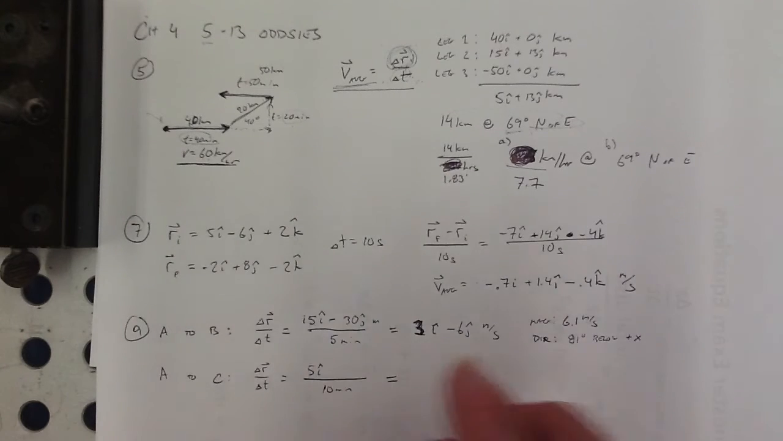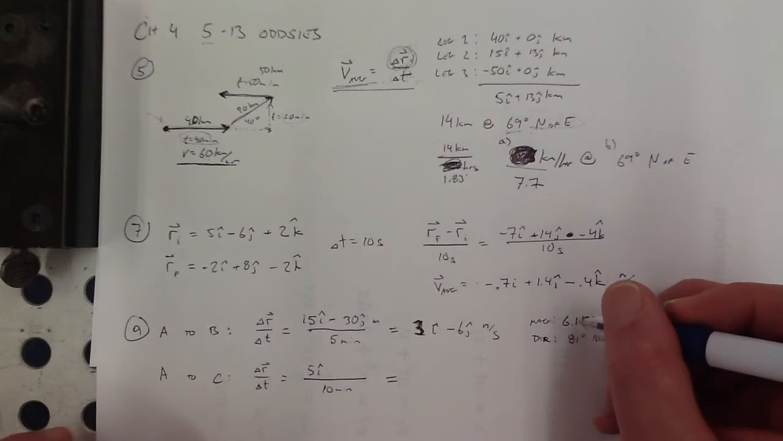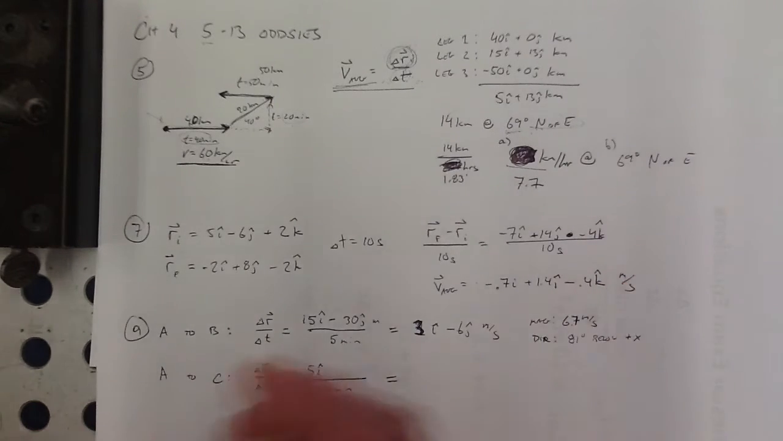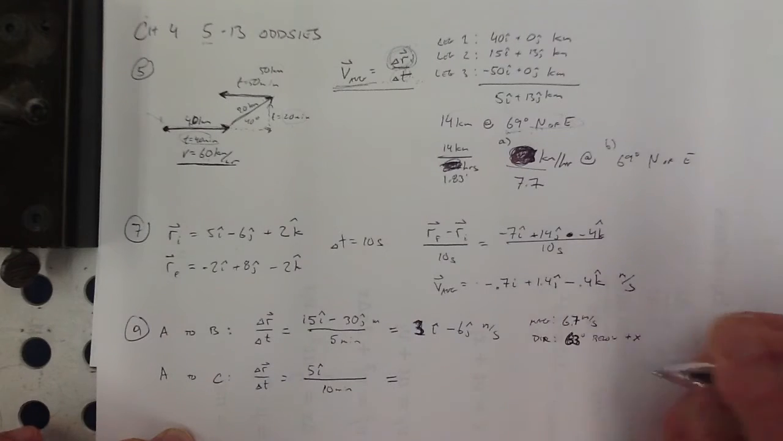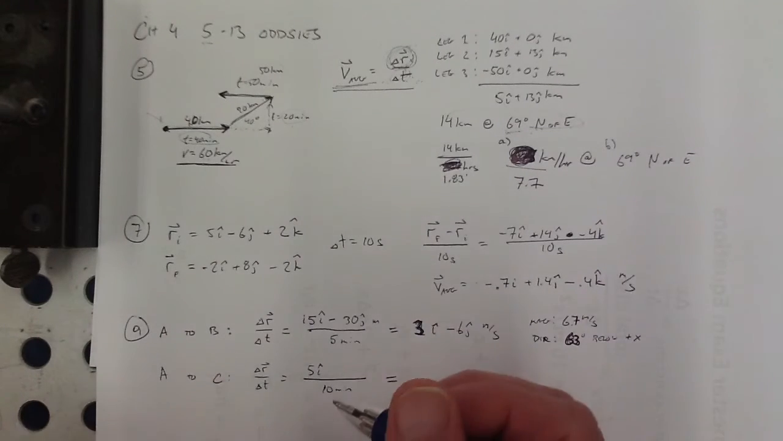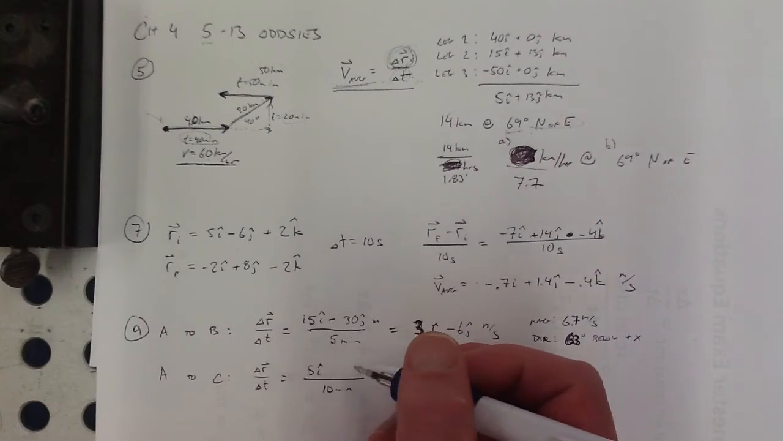Sorry about that. So that's going to be the square root of 45 instead. That's 6.7. And then my direction is a tangent inverse of 6 over 3. That's 63 degrees. Sorry about that. All right, easy fix. And then, glad we caught that.